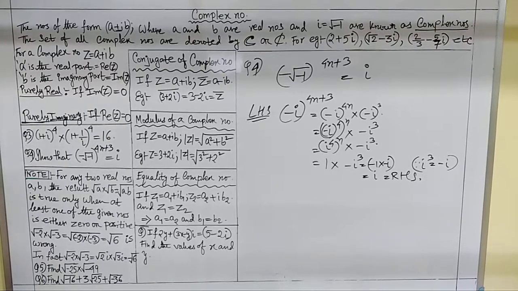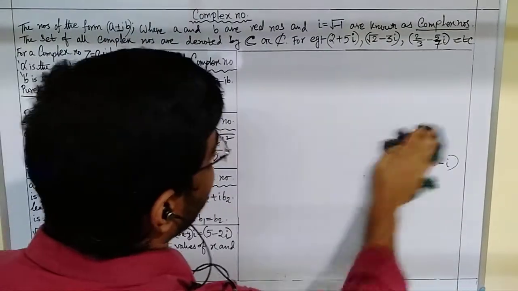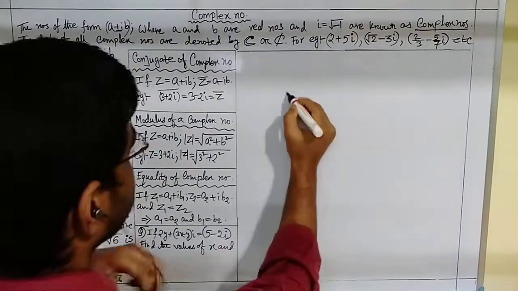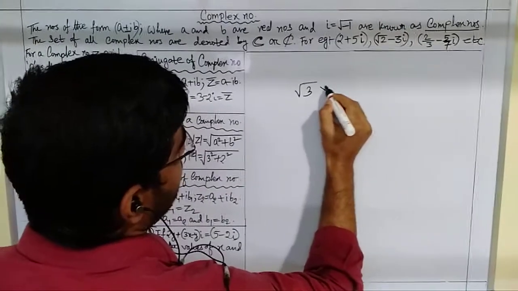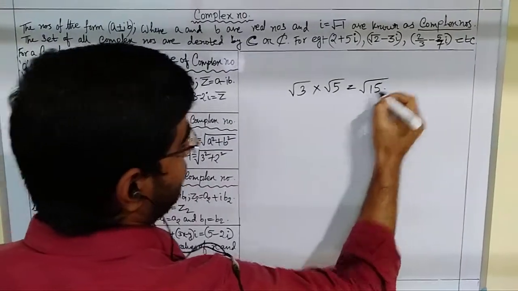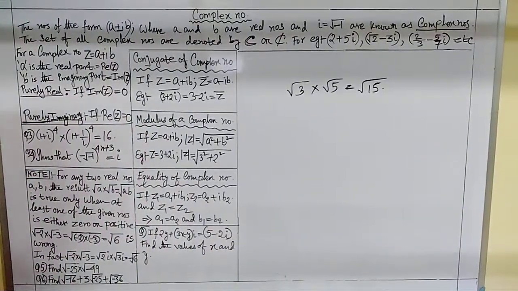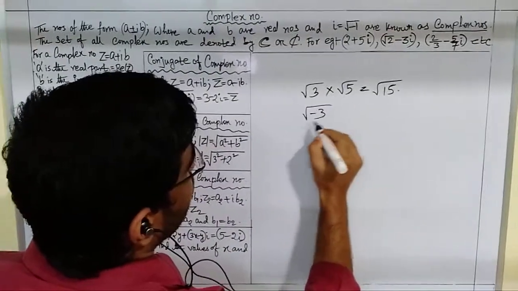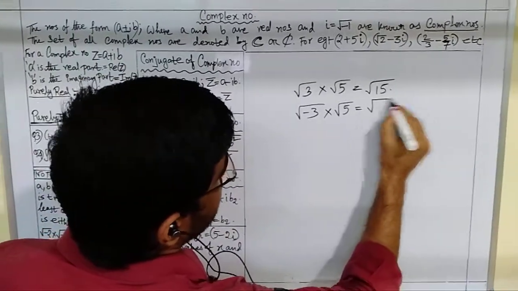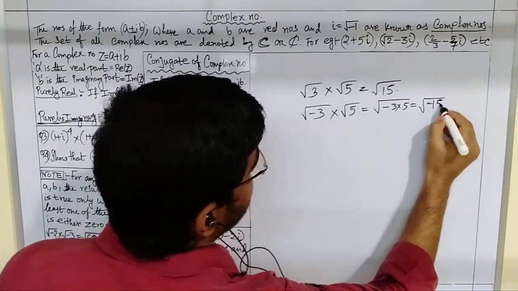In the next part, we are going to learn a very basic and fundamental concept. First, let me ask, root over of 3 into root over of 5, what will be the value? Everyone knows it will be root over of 15. Inside the root, 3 and 5 get multiplied. Now, if I take root over of minus 3 into root 5, the answer will again be root over of minus 15.